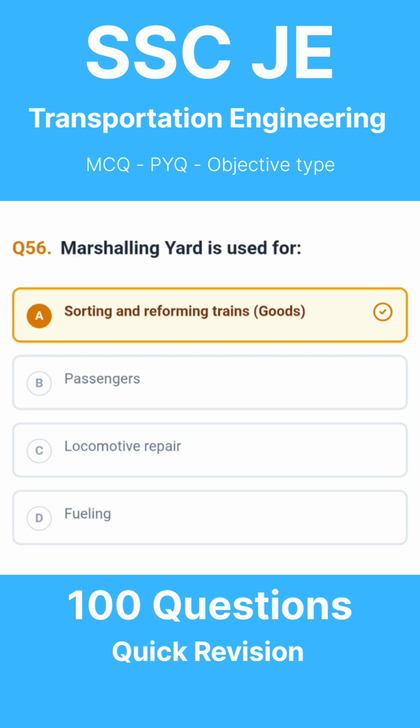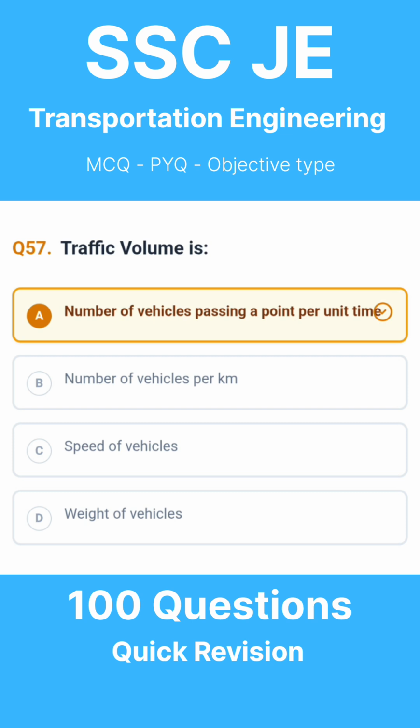Question 56. Marshalling yard is used for. The correct answer is sorting and reforming trains, goods. Question 57. Traffic volume is. The correct answer is number of vehicles passing a point per unit time.